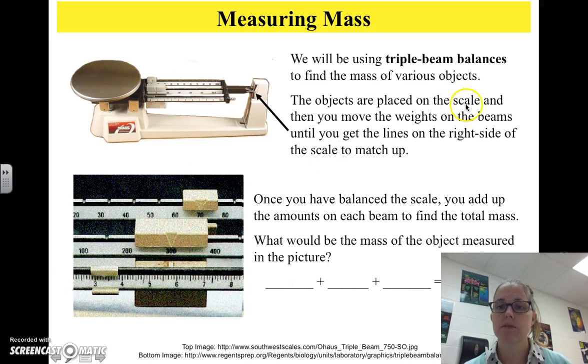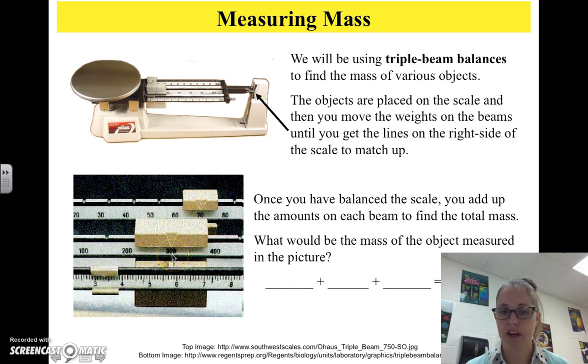So the object is placed on a scale, so this is our scale, and then we're going to move the weights till this little bar right here lines up to the line already on there. When it lines up perfectly, that means we've got the correct mass. So then we can look at where we moved our bars to, and we can add those up.